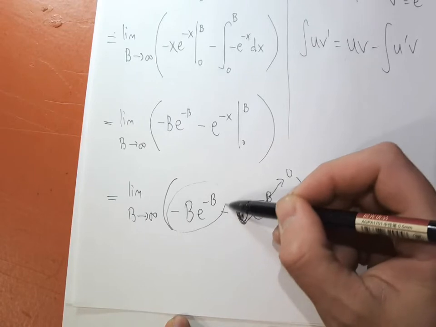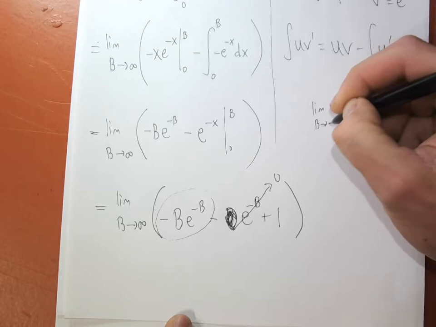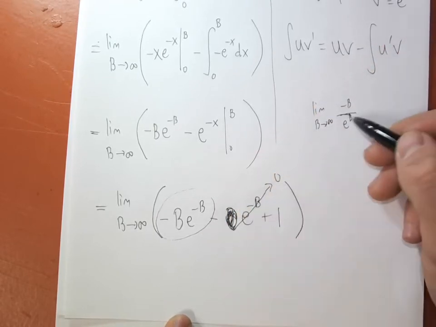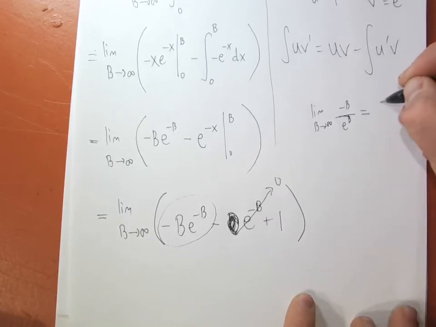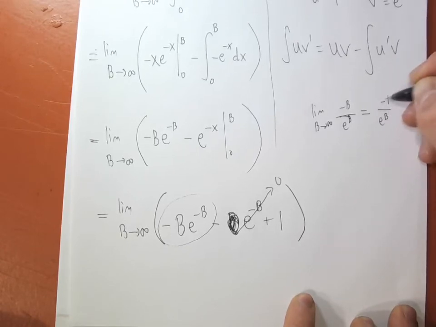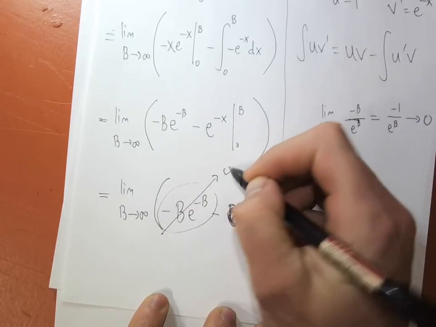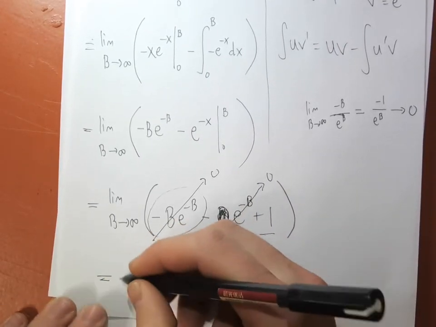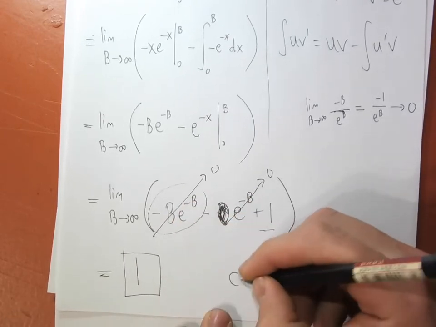How about this one? So this one, limit as b goes to infinity, minus b over e to the b. I just rewrote e to the minus b as dividing by e to the b. We could use L'Hopital for this. So we have minus 1 over e to the b. And this approaches 0 again. So this whole piece goes to 0. But we still have that 1. So the answer is 1. Put it in a box. And because we get a number out of this, the integral converges.